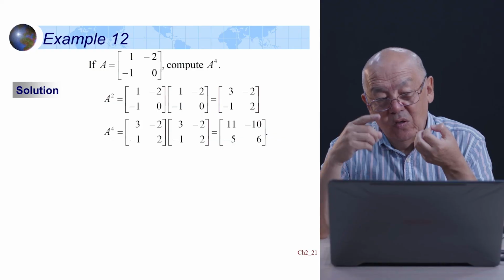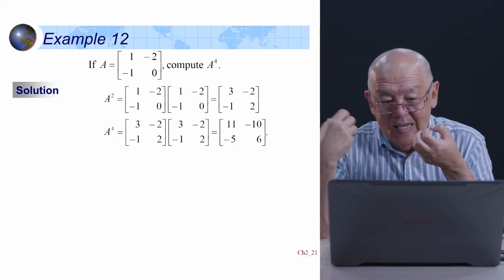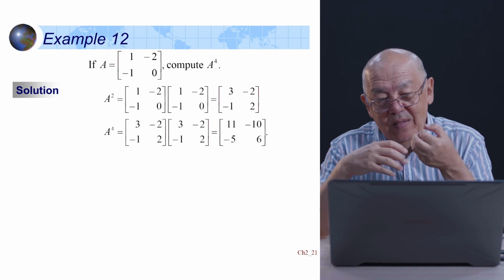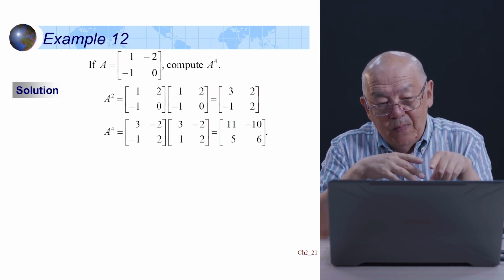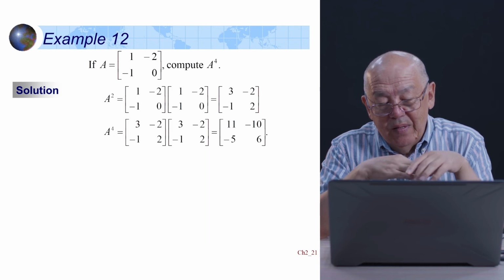The wrong way to get A to the 4 is the following. You get A squared using one matrix multiplication, then multiply A squared by A and get A cubed, and multiply by A again and you get A to the 4. So this is not the best way. The best way is just squaring.